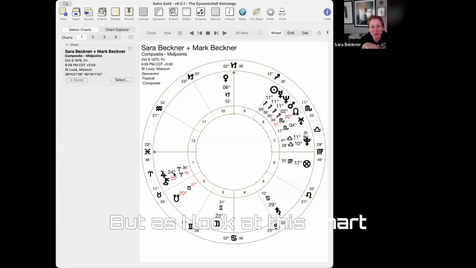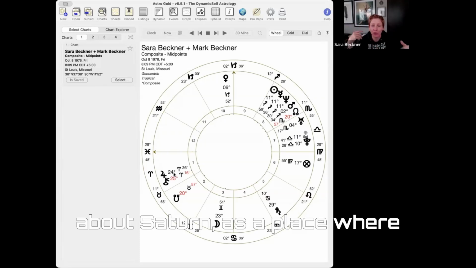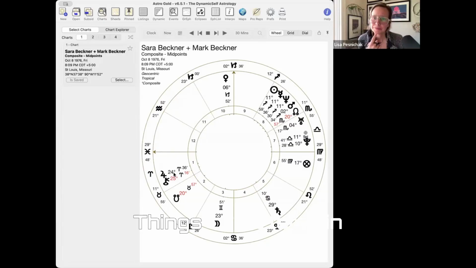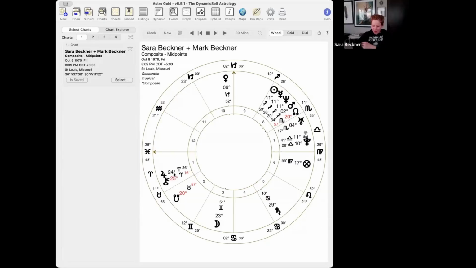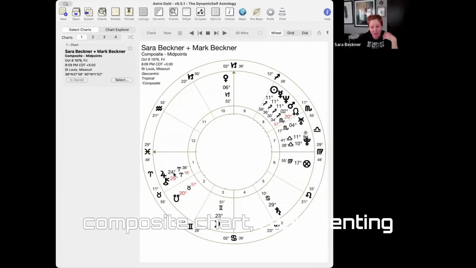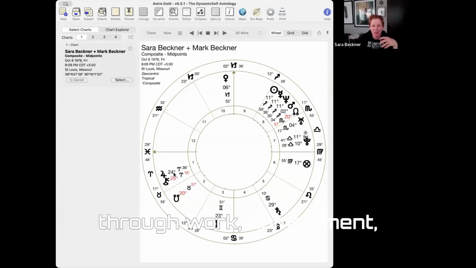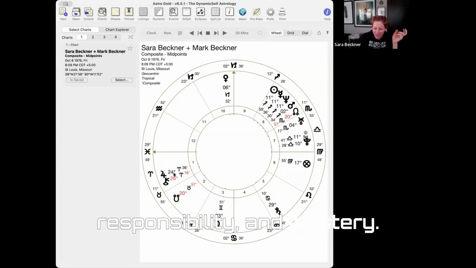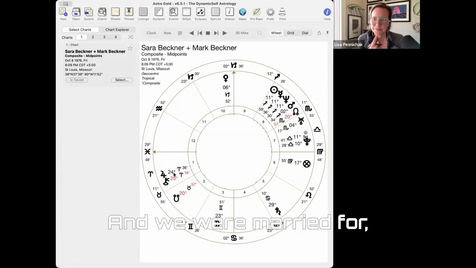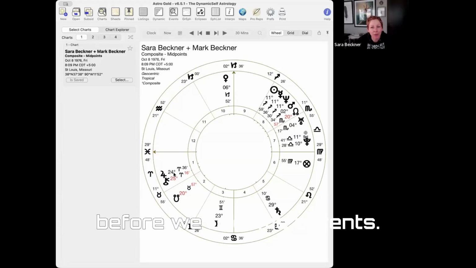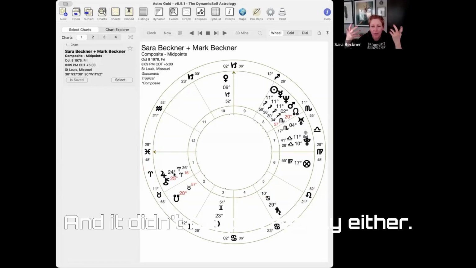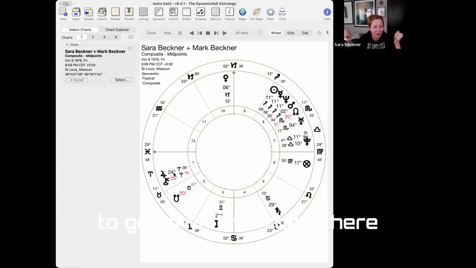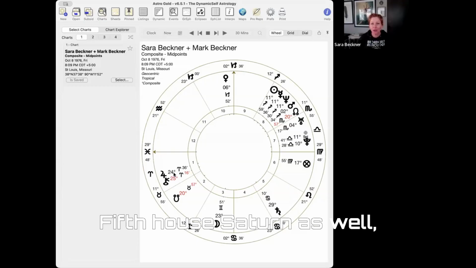But as I look at this chart too, something I didn't initially consider was just thinking about Saturn as a place where there can be obstacles, delays, things come later in the house of children. Saturn in general within a composite chart representing what the relationship requires through work, commitment, responsibility, and mastery. And we were married for, I think it was 9 years before we became parents. And it didn't happen readily either when we decided we wanted to go down that road. There were some challenges, there were some miscarriages and things. It took some time. So I definitely can feel that fifth house Saturn as well.